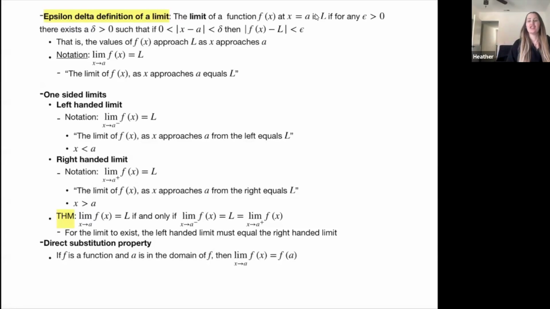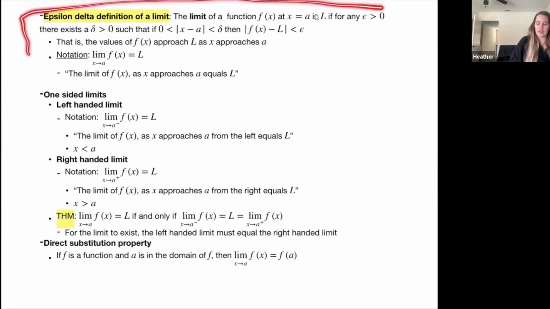Hi. In today's video, I just want to go through limits briefly to give a general overview, and then in the next video, we'll go ahead and go through a few examples together. So first, I just want to start with the epsilon delta limit definition.